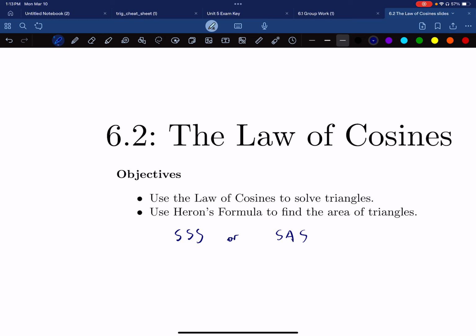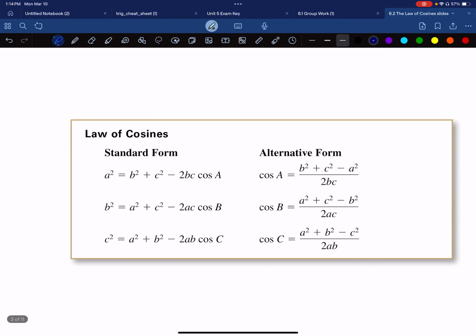So in both of those cases, you wouldn't be able to use law of sines because any equation you set up with law of sines would have multiple variables. All right. So here's our law of cosines in three forms. Let's just focus on the first line. All of these are just basically if we rotate the triangle onto a different base, it'll shift the variables around.